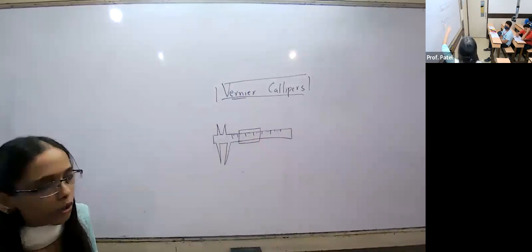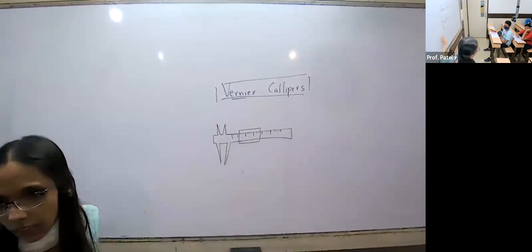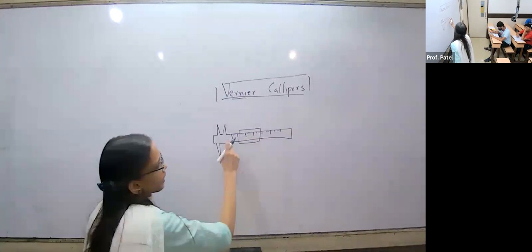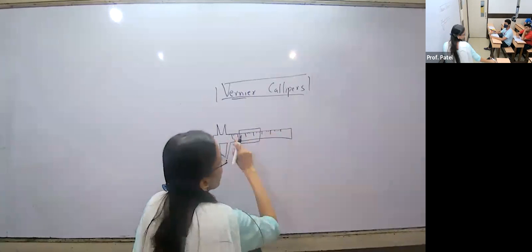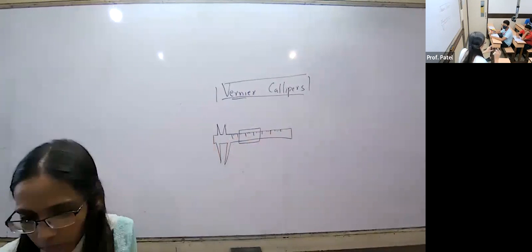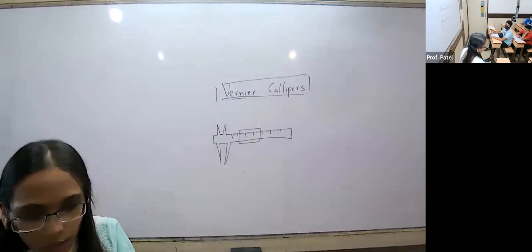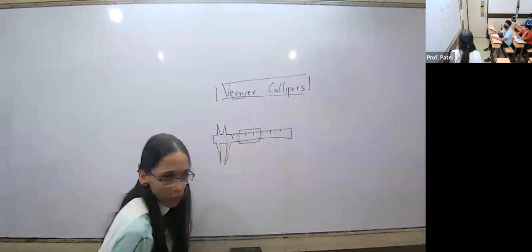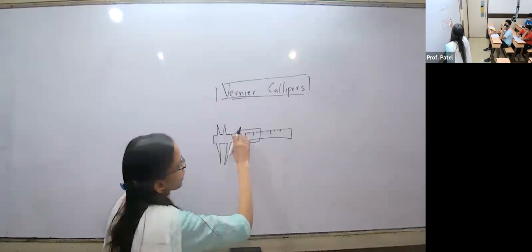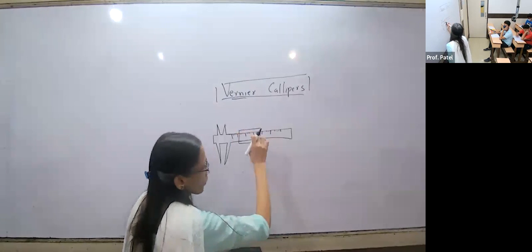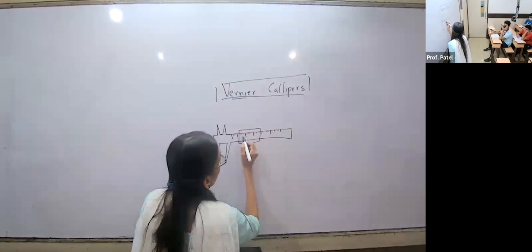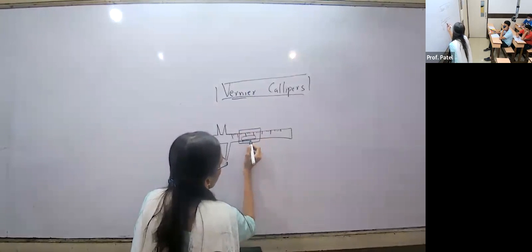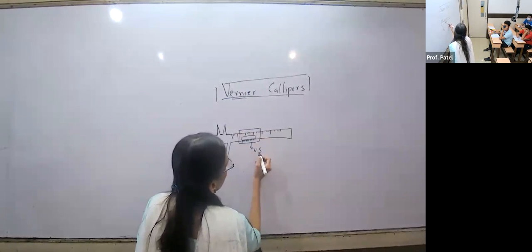So this is the device. It's called vernier caliper. There is a normal ruler kind of calibration, like what we see on our ruler. The same kind of calibration we see on one part of this. Apart from that, there is another smaller set of scale. We call this VS, the vernier scale.